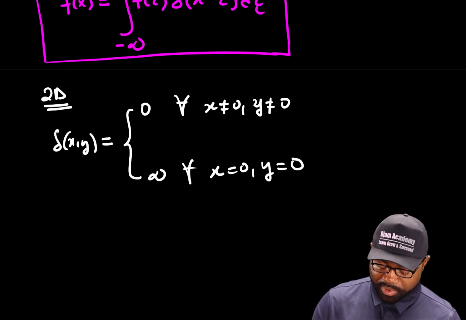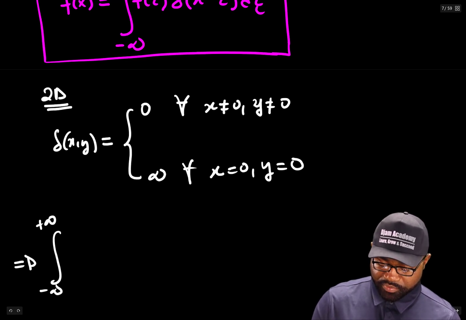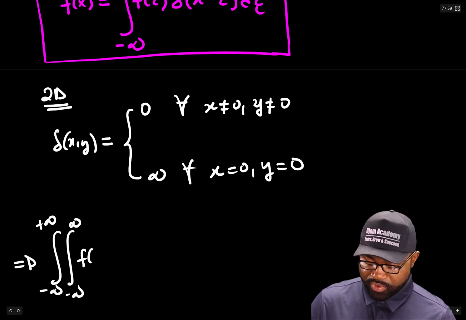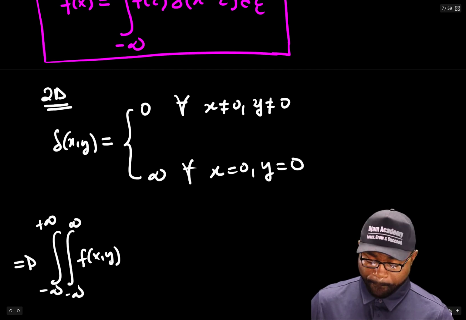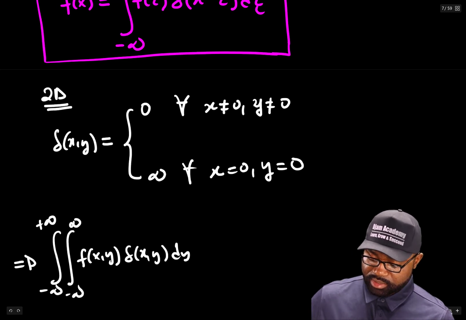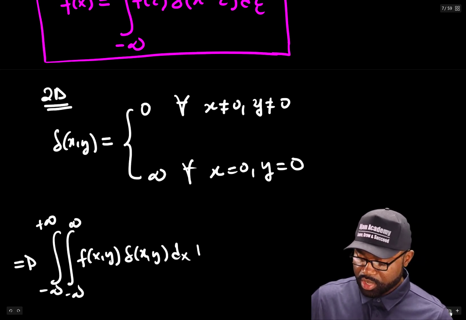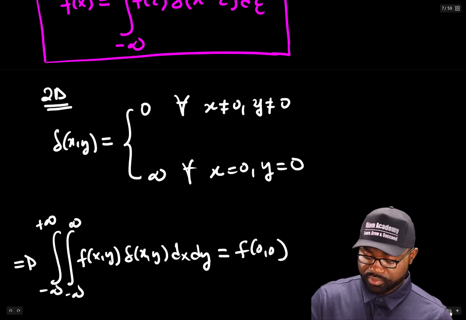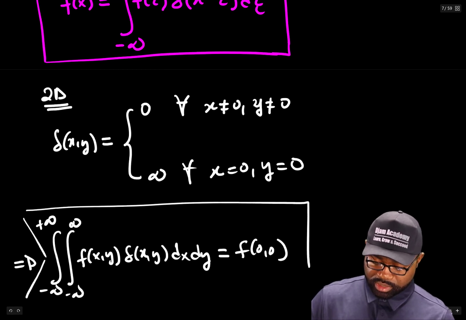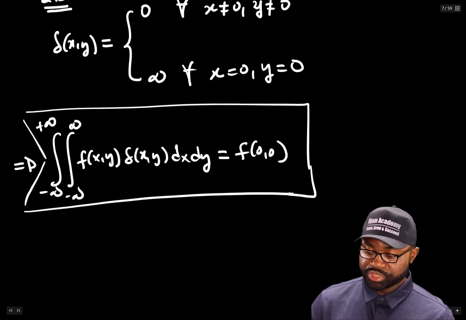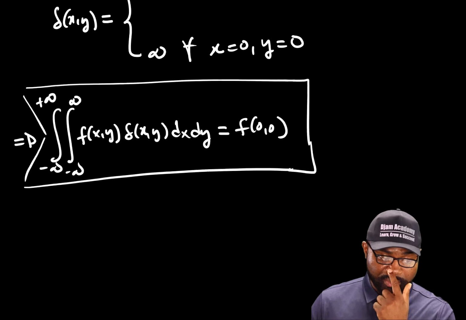It is worthwhile for you to keep in mind that the integral from negative infinity to positive infinity, we're dealing with a double integral because we are working in two dimensions, of f(x, y) δ(x, y) dx dy, the order doesn't really matter, will be equal to f(0, 0). So it works the same in two dimensions as in one dimension.